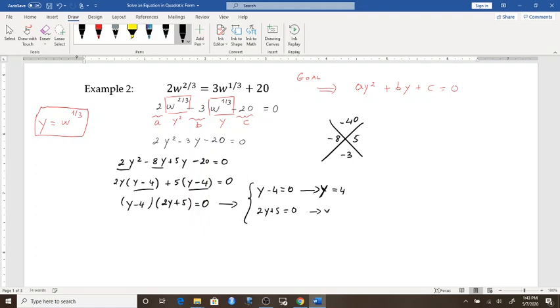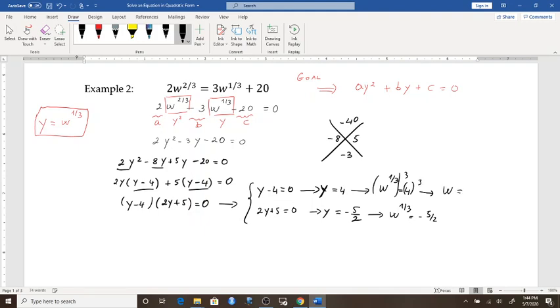The second one is, if you subtract 5 divided by 2, you get negative 5 halves. But we are not done, because now we need to replace y with w to the power of 1/3. So we know that w to the power of 1/3 is equal to 4, and from here we have that w to the power of 1/3 is equal to negative 5 over 2. So how do we go from w to the power of 1/3 to w? We need to raise both sides to the power of 3.